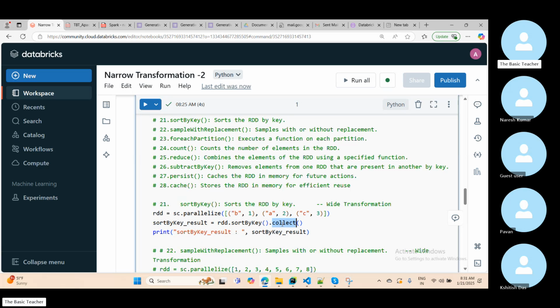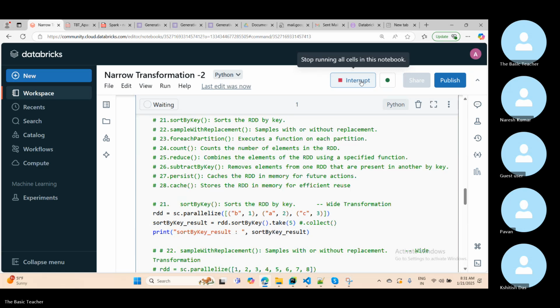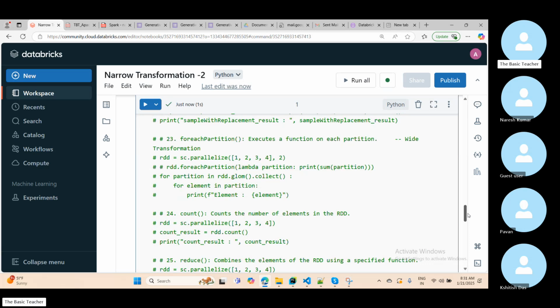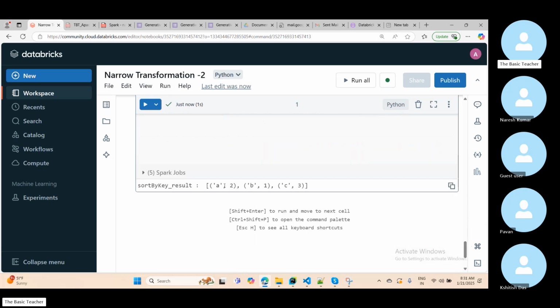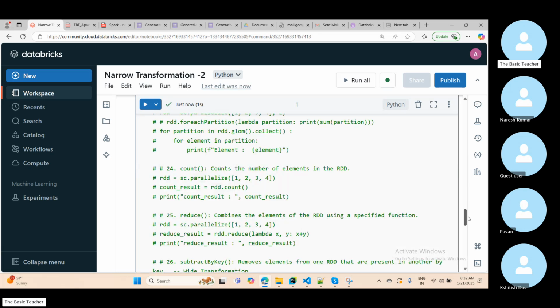Here, instead of collect, I will do take. I will not do collect. Dot take 5. I have only 3 elements, but I am doing 5. As I have only three, it prints the three. I have not used collect because that is a costly operation. Take is fine because I get a sample, and a sample is enough for debugging. So here I can see A, 2, B, 1 and C, 3. This is sorted by the key. So for any requirement where we are looking for sorting, we can go with this.